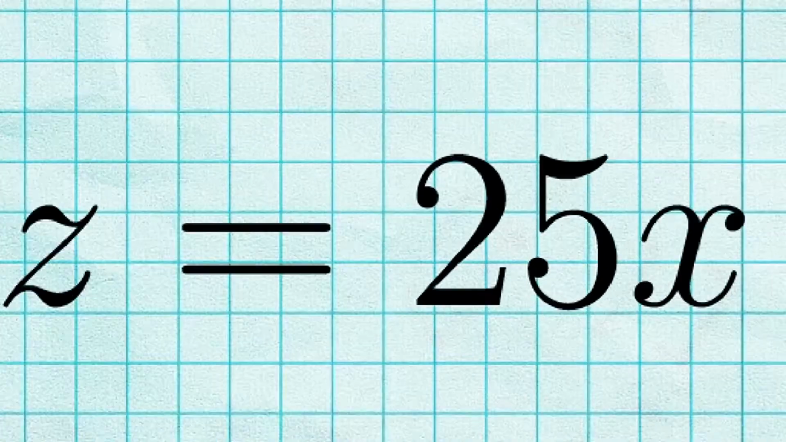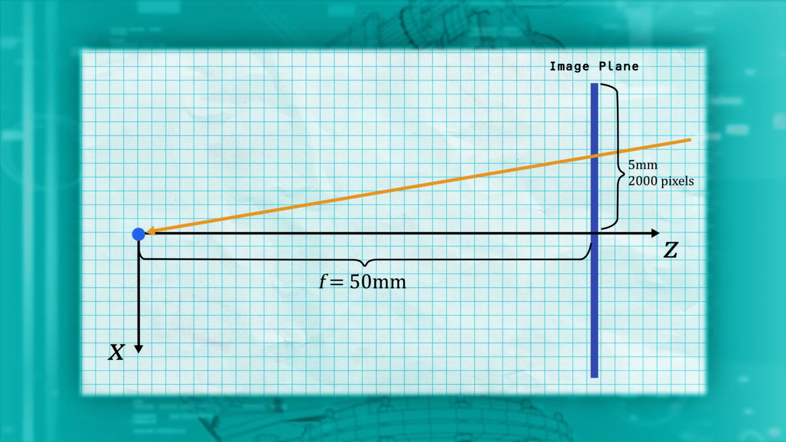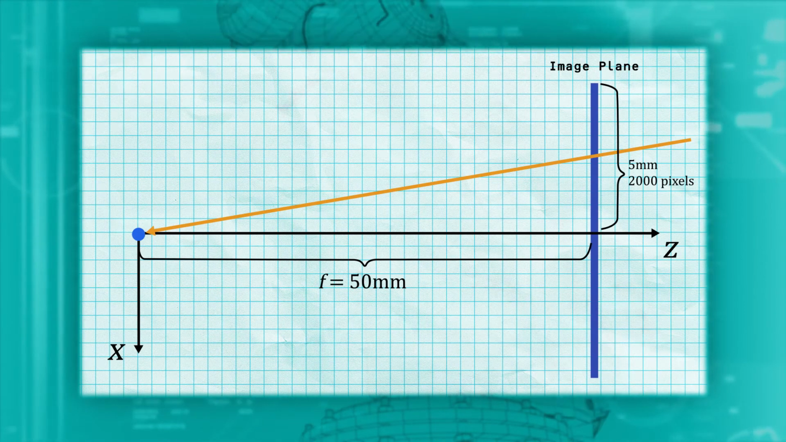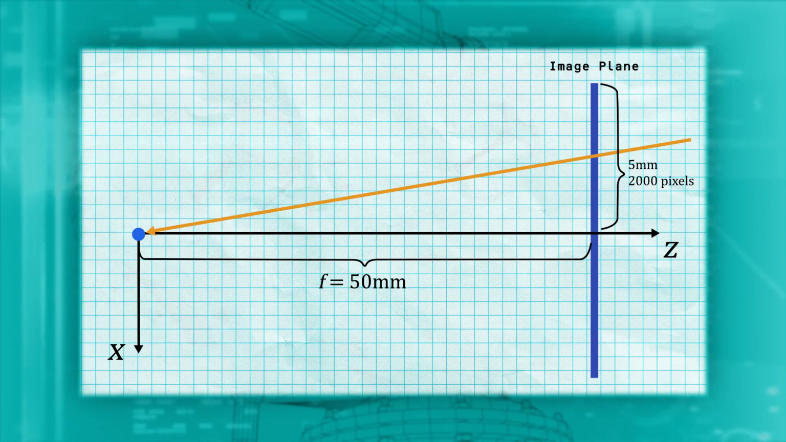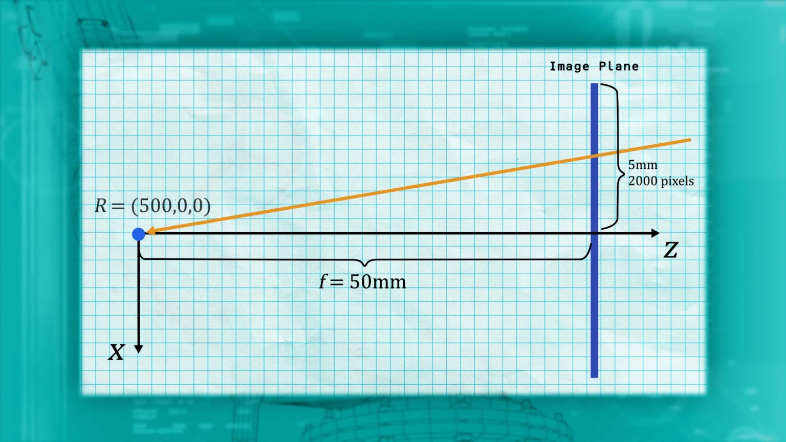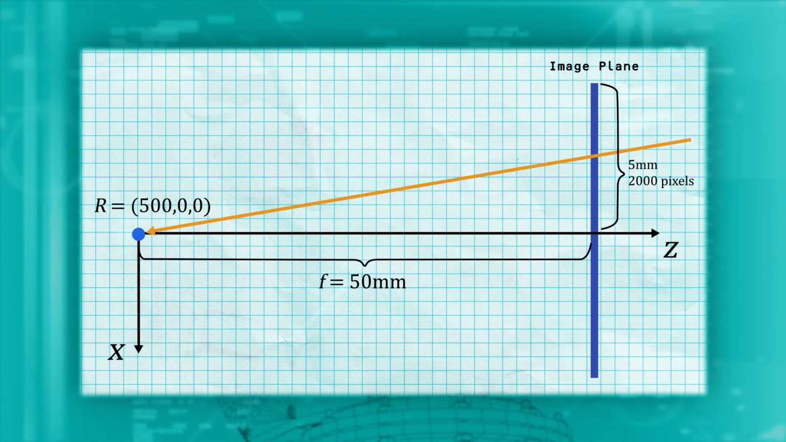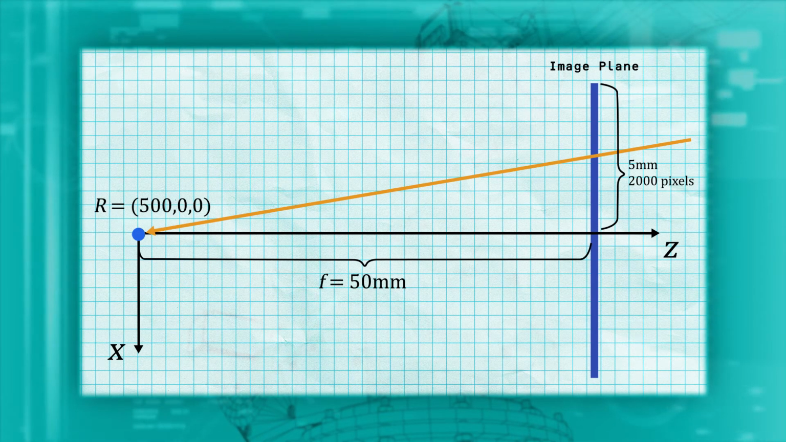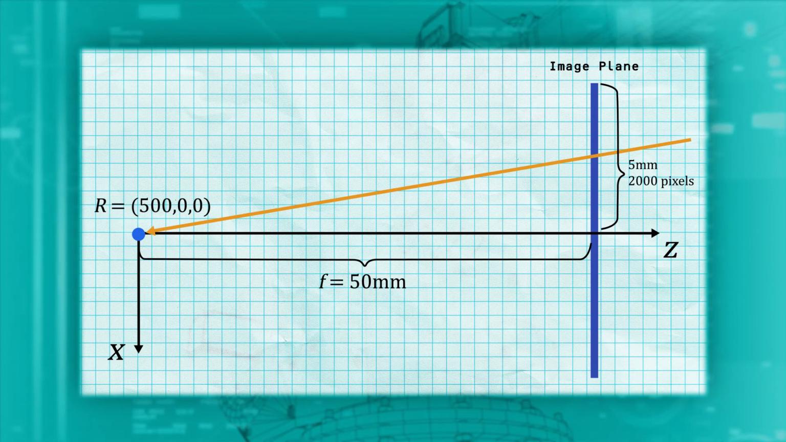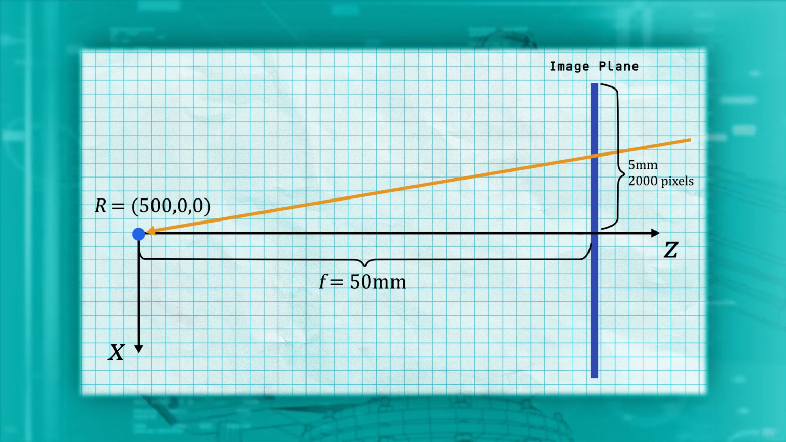We can do the same thing for the right camera. In this case, the camera center isn't at 0, 0, 0 anymore, since the camera is mounted in a different position. For our example, the cameras are mounted 50 centimeters apart, so the camera center is at x equals 500 millimeters, and z equals 0.